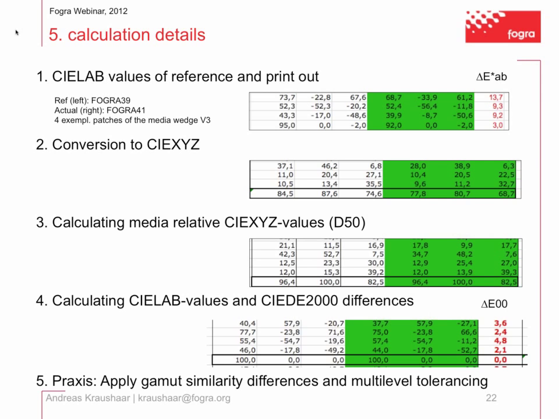And at the end, you just apply the gamut similarity difference because we have learned to only use this method when there are small differences in gamut size and gamut shape, and then apply an appropriate multi-level tolerancing, which is governed by the industry. What is actually required? What is a 5-star hotel? What is a 4-star hotel? What is a youth hostel? What is the industry asking? And only do what the industry is asking and try to balance that wisely.